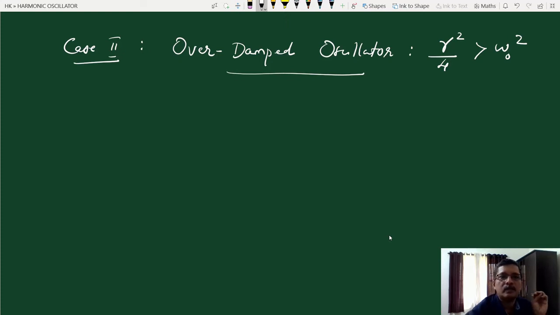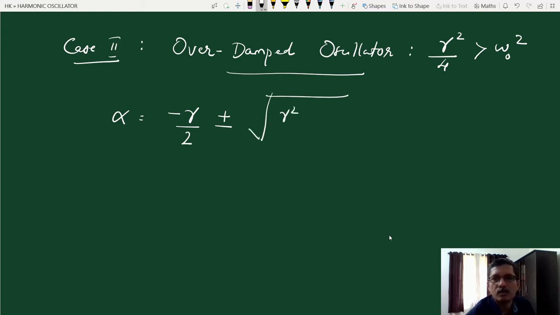Okay, now then, what is the solution? We know that alpha is equal to minus gamma by 2. The two values of alpha are minus gamma by 2 plus or minus the square root of gamma square by 4 minus omega 0 square. These two values of alpha correspond to the two solutions.